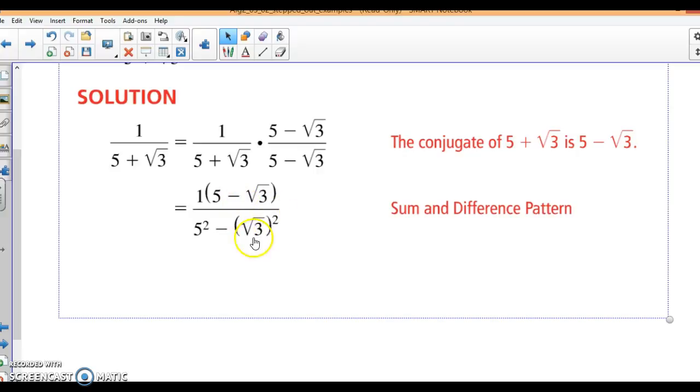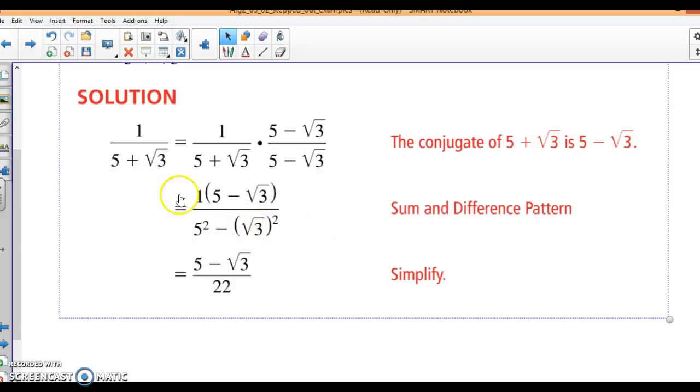The denominator simplifies a lot nicer. So I take that first term and I square it, and then minus. It's always going to be a subtraction, no matter which one is positive and which one's negative. The denominator in the answer will be negative. And then I take the second term and I square it as well.